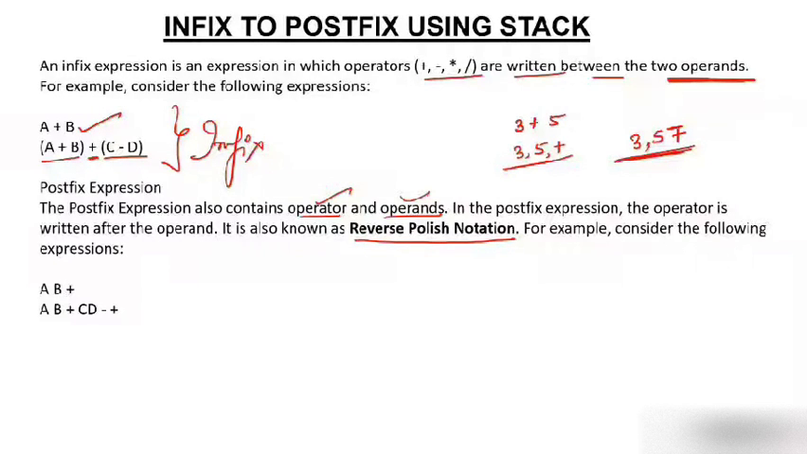For example, consider the following expression. You have a plus b, and in postfix you can write ab plus. For c minus d, you can write cd minus. And both were having plus in between, so that plus will come in the middle, after both. So this is the equivalent postfix expression of this infix expression. This is what infix and postfix is all about.